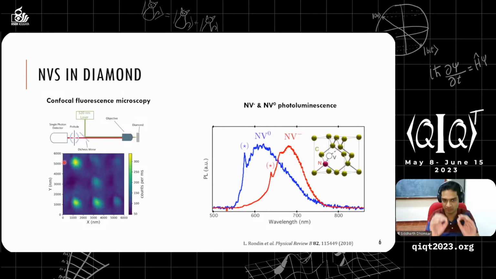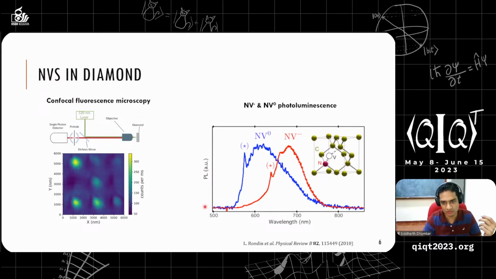Although the defect is atomic scale, if you are using what is known as a confocal fluorescence microscope, the smallest size that you can see or image is of the order of the diffraction limit, which is on the order of lambda by 2. Now what you can do is you can collect these photons. So here I'm just counting photons in this image.